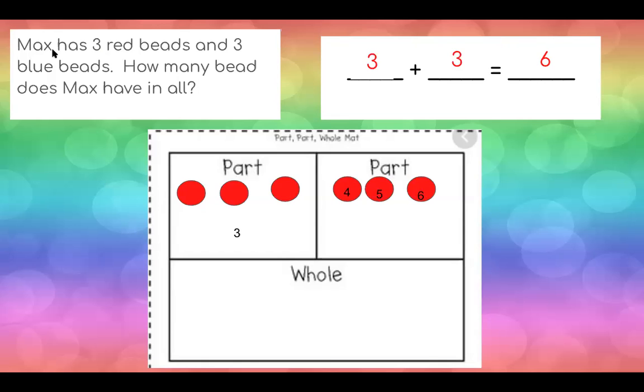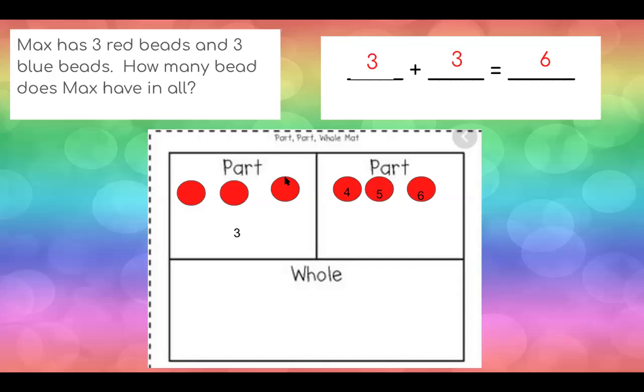When I read the equation, I know that Max has 3 red beads and 3 blue beads. And it asks how many beads does he have in all. So I know I'm going to be putting those two groups together. So my equation reads 3 plus 3 equals 6. Did you say 3 plus 3 equals 6? Good job.